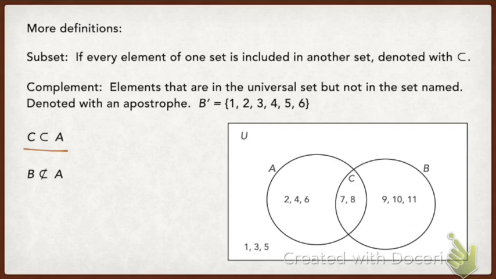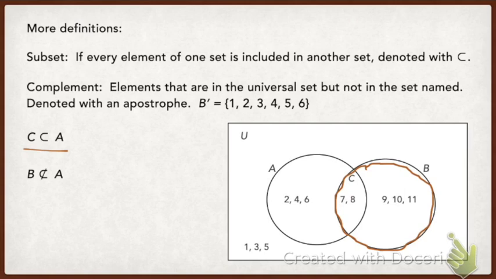A complement is what elements are in the universal set but not in the set named. So we denote this with an apostrophe. So if you have the set B with an apostrophe, that is B complement is how we read this. B complement is whatever is not in B. And if you look at your set, B includes everything in here. So everything that's not in there is a complement of B. So we're looking at the numbers 1 through 6. 1, 2, 3, 4, 5, and 6 are not inside B.